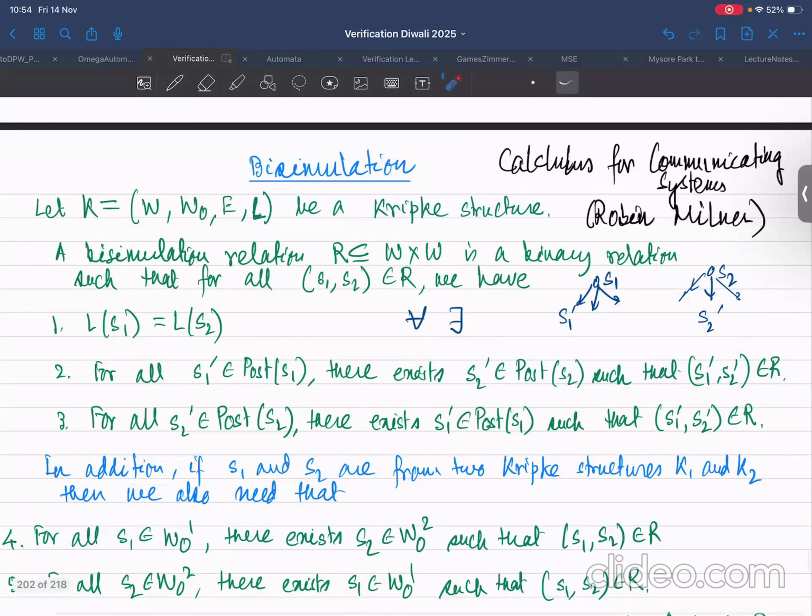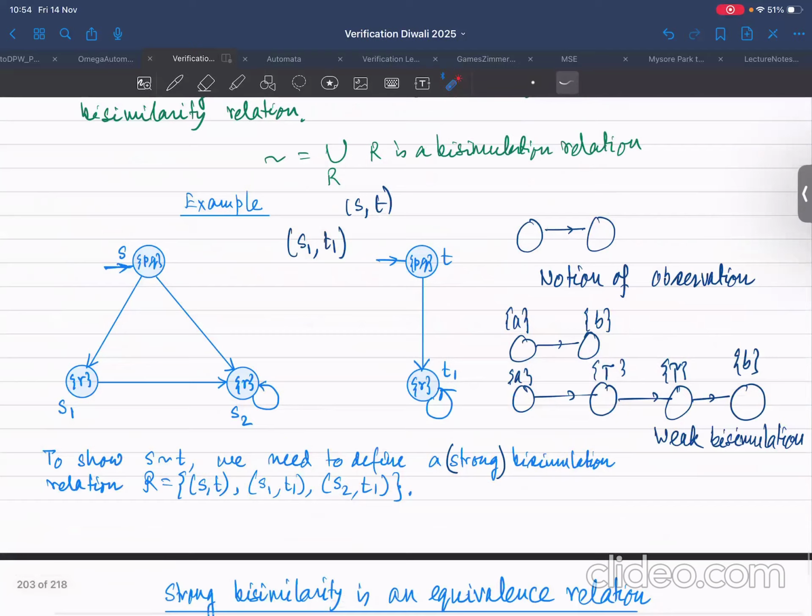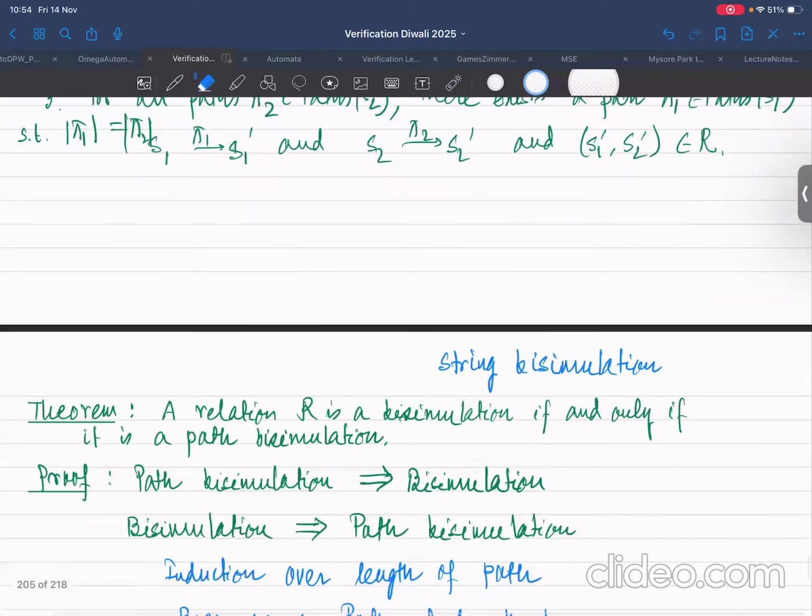Or, just for the sake of clarification, if I say for all S2 double prime there exists an S1 double prime such that S1 double prime, S2 double prime belongs to R, then the game has to either continue from here, or if you had chosen this side, then the defender would have to choose the other side. If the challenger chooses this side, the defender chooses the other side, and the game continues. What is the idea? How should you play in the next round?